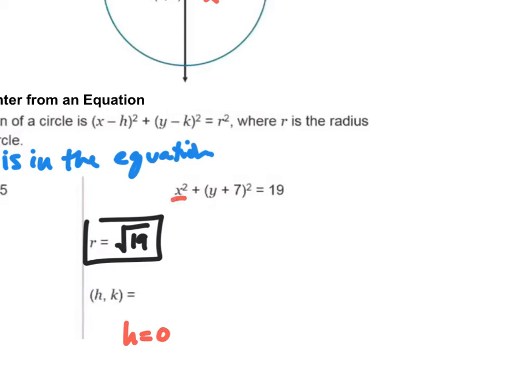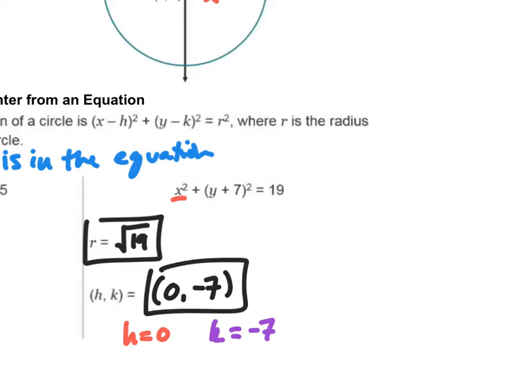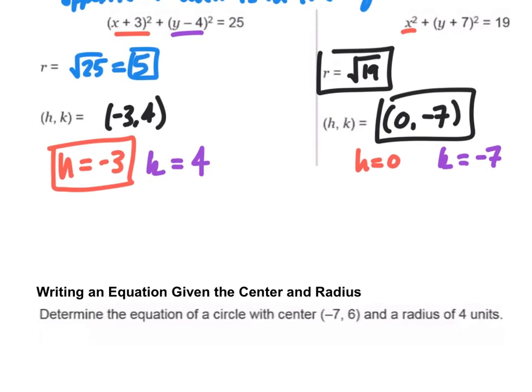All right, to figure out what my k value is on that point, that means that my y value for that would be k is equal to -7. Remember, it's the opposite. So my point would be of the form 0, -7, and that's my point. All right, let's take a look at the next one.